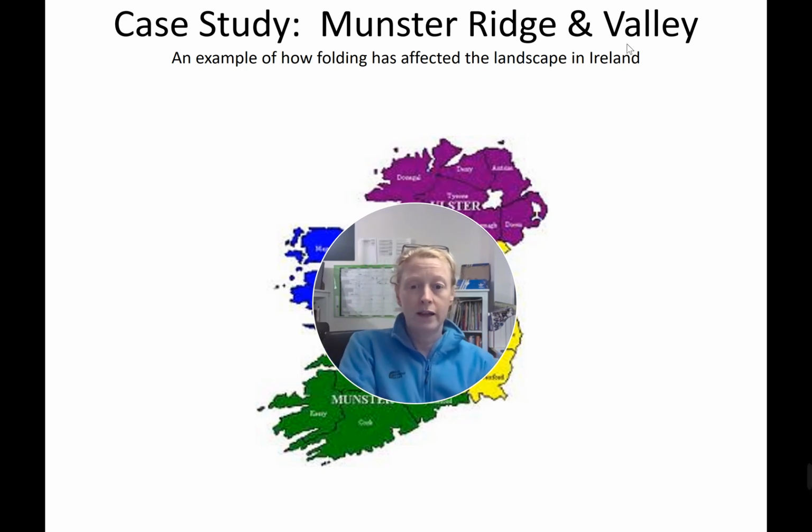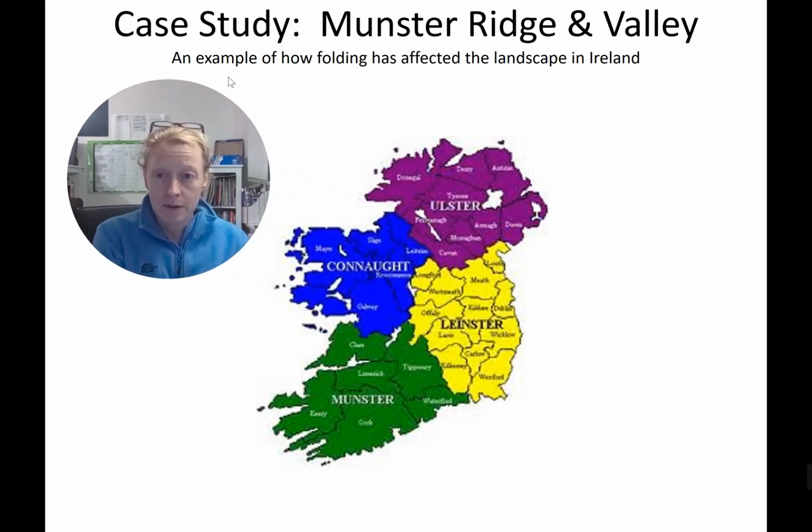So we have to look at the impact of folding in Ireland, and our case study for that is going to be Munster Ridge and Valley. I have mentioned this several times before. It's an example of how folding has affected the landscape in Ireland. And there are other examples.